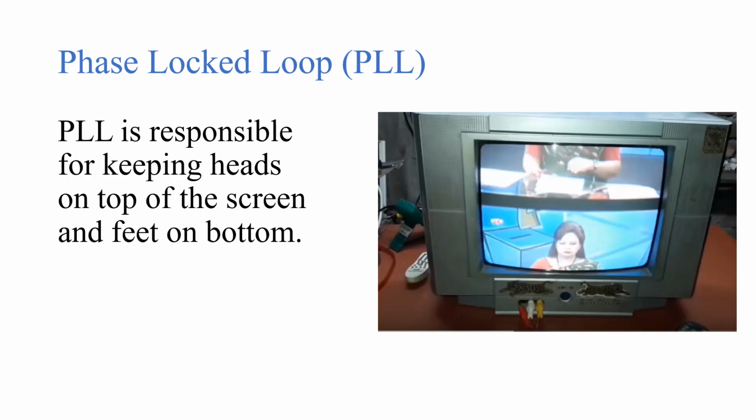PLLs were popularized by television and were responsible for keeping heads on top of the screen and feet on bottom. Otherwise, there would have been a vertically scrolling picture. To enhance the quality of the TV receiver, the local oscillator responsible for vertical scan was phase locked to the sync pulses by so-called flywheel synchronizers implemented by phase lock loops. The term flywheel originates from the high inertia of the synchronizer, enabling it to move through periods of high noise and weak input signal without losing synchronization.